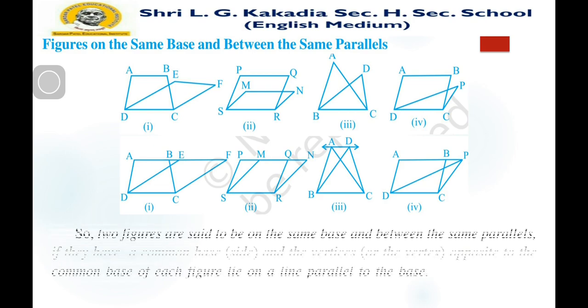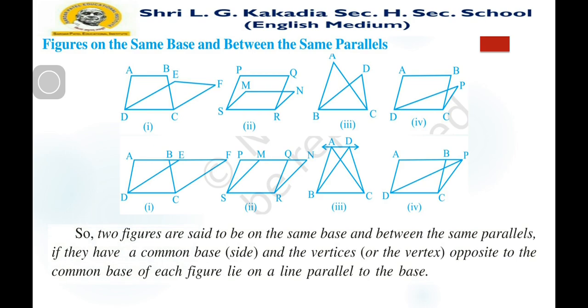So two figures are said to be on the same base and between the same parallels if they have the common base, as you can see in the figure, and the vertices opposite to the common base of each figure lie on a line parallel to the base. So we can say that all these figures are said to have same base and between same parallels.